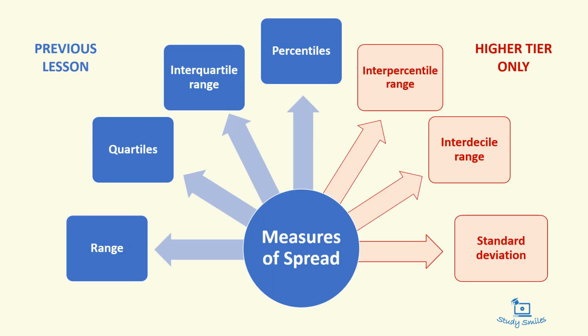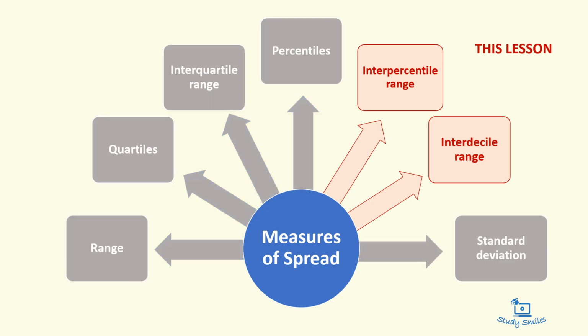You should remember this diagram summarising the measures of spread from the previous lesson when we looked at the range, quartiles, interquartile range and percentiles. The three measures in red on the right of the diagram, the interpercentile range, interdecile range and the standard deviation, are only included in the higher tier. This lesson focuses on the interpercentile range and interdecile range.